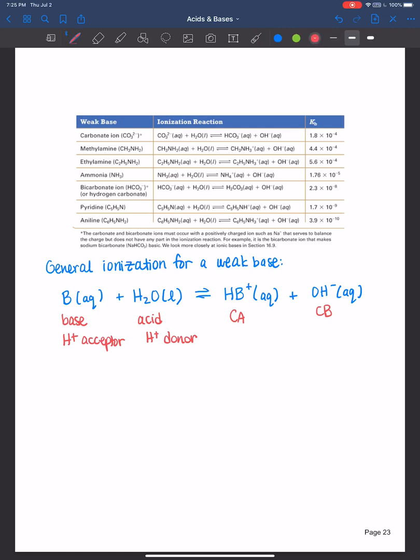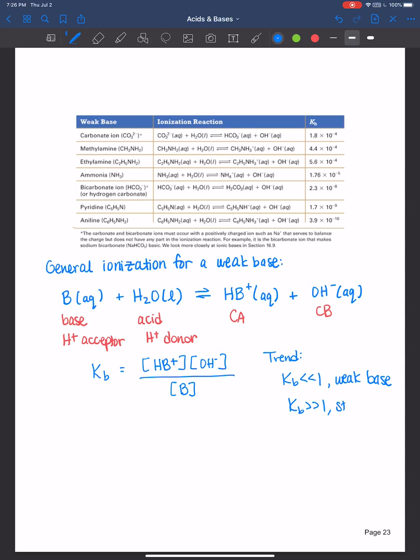All right, so let's continue on. Let's talk about Kb. So Kb is the equilibrium constant for a weak base. Still products over reactants. So in this case, it's the conjugate acid of the base times the concentration of the hydroxide, which is the conjugate base of water, over the concentration of the base. Now the trend for Kb is the same as it is for Ka. If Kb is a lot less than 1, then we're looking at a weak base. And if Kb is greater than 1, then we're looking at a strong base.